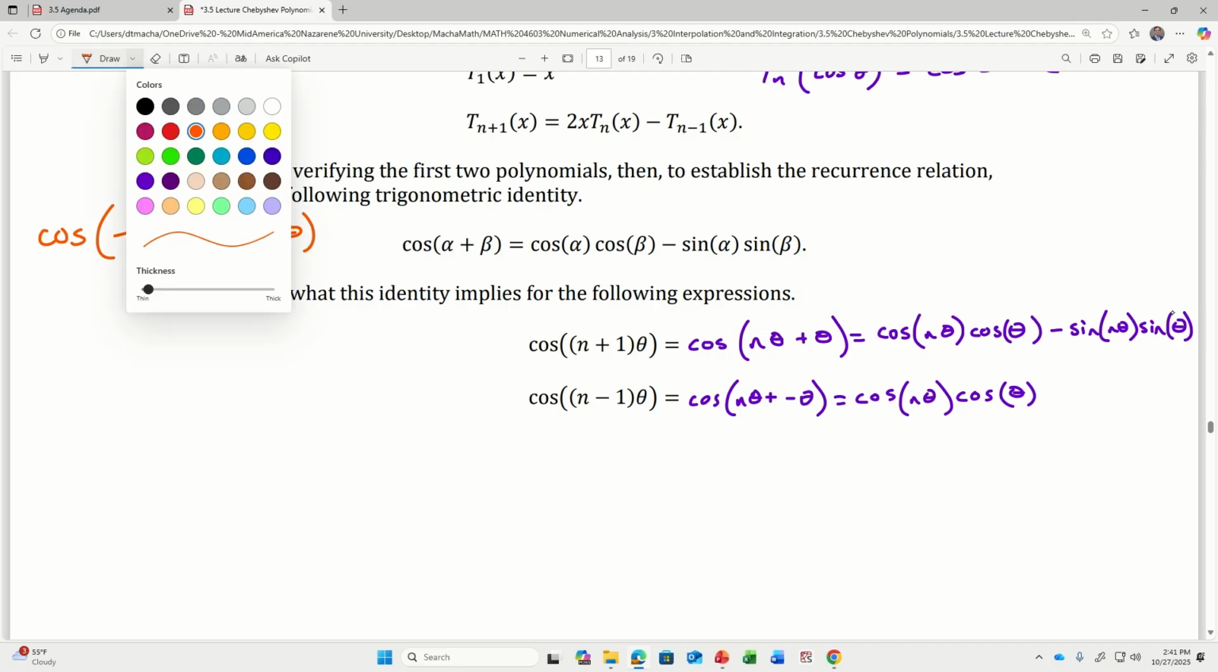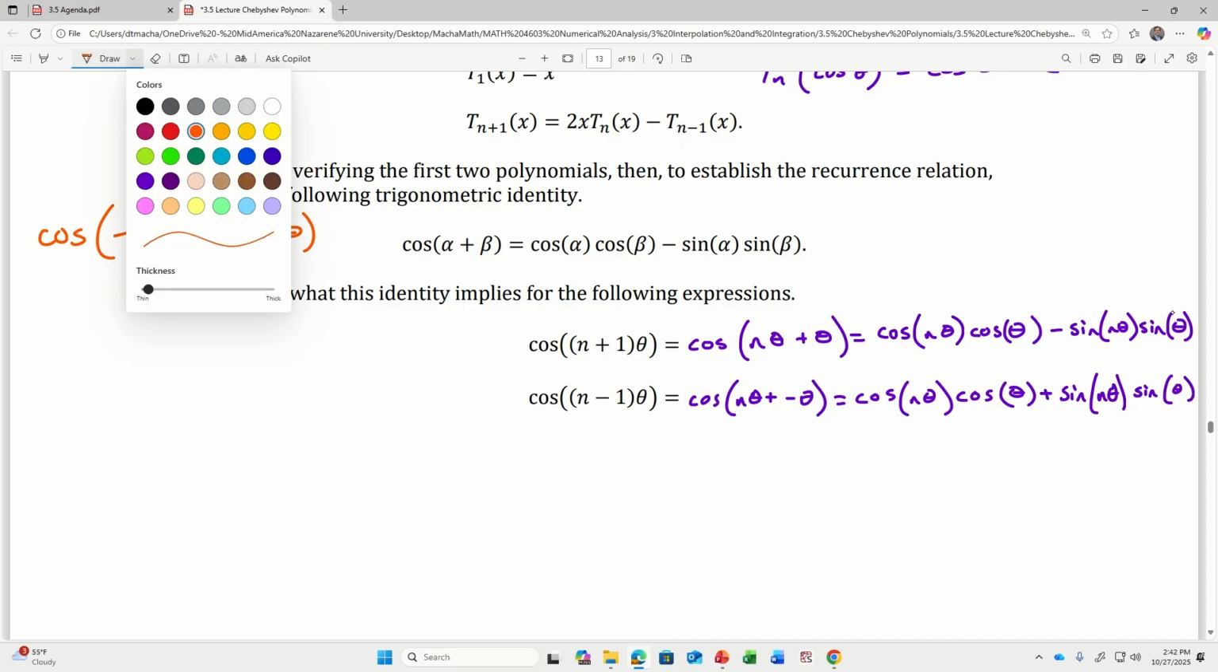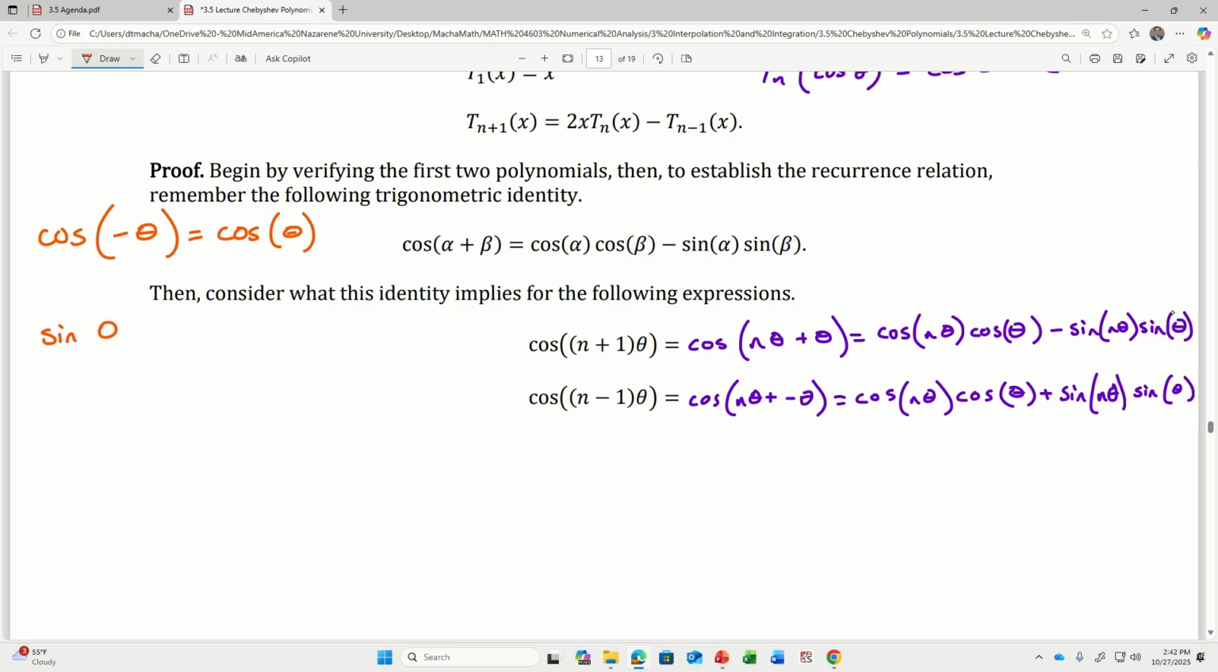And then what else? Minus sine of n theta sine of negative theta. By the way, did you know that sine is an odd function? So that sine of negative theta is equal to negative sine of theta. I'm using that fact here to change that negative to a positive.